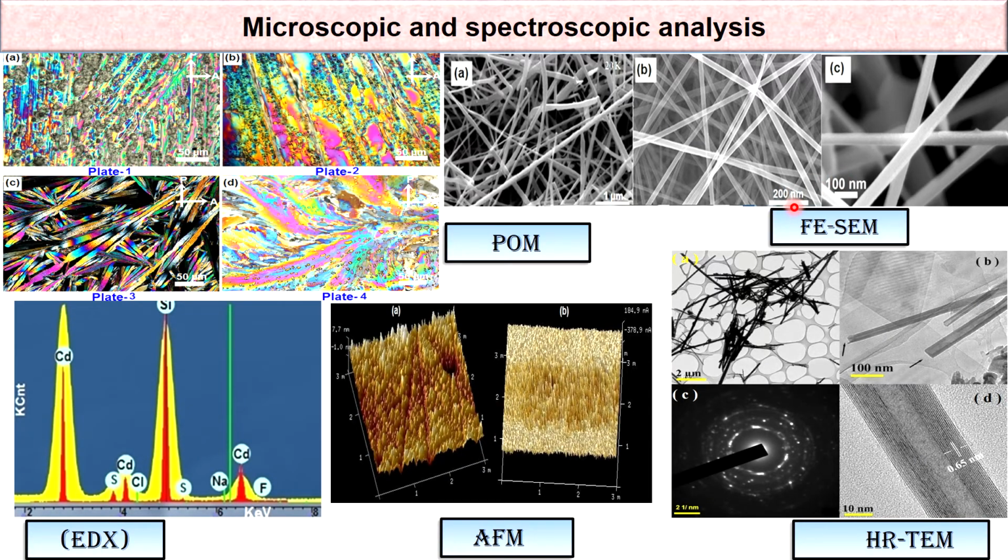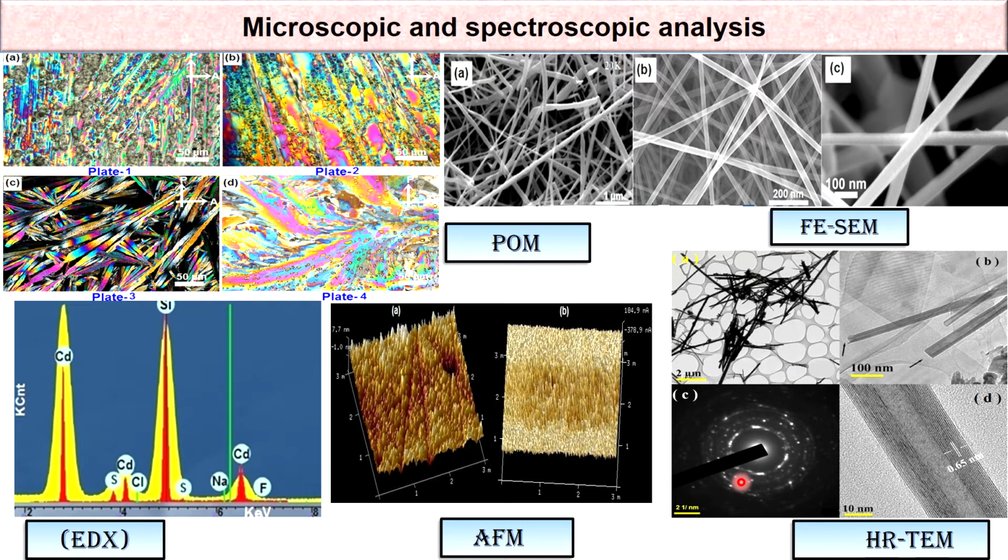The microscopic and spectroscopic analysis of the sample is shown here. The FESEM images are shown here, and FESEM helps to determine the morphology and particle size of CdS nanowires. These images show that CdS nanowires are of uniform thickness and high aspect ratio and are well crystallized. The CdS nanowires have a very small diameter, in the order of 7 to 10 nanometer, and their length is around 1 micrometer to 80 micrometer. The HRTEM images show the formation of uniformly shaped CdS nanowire.